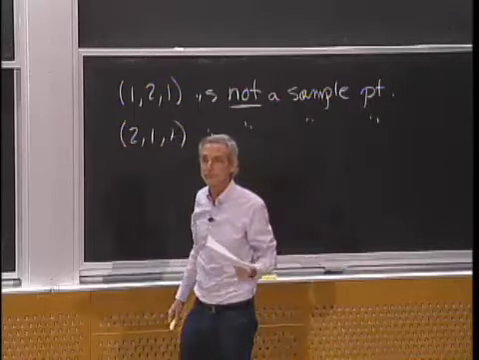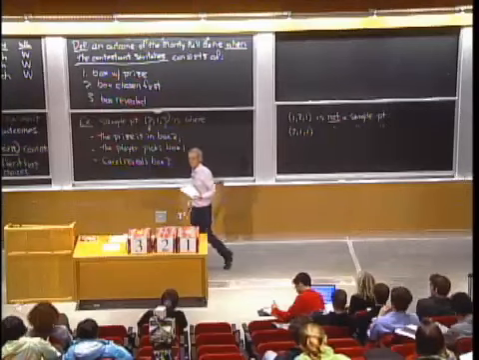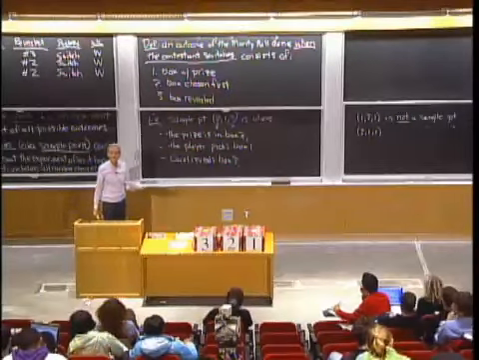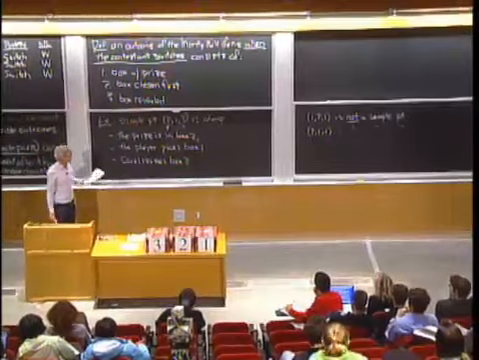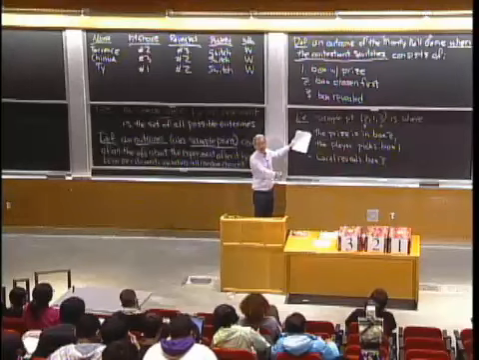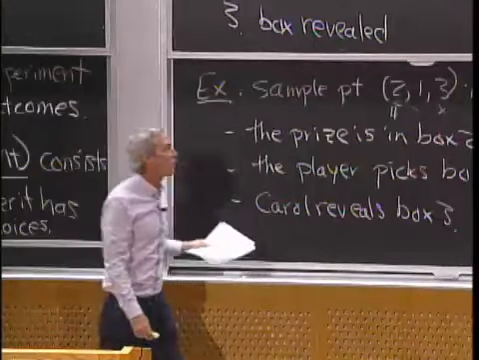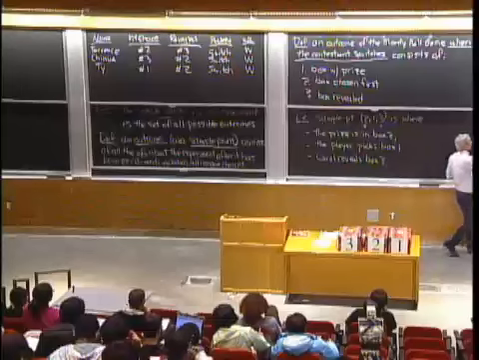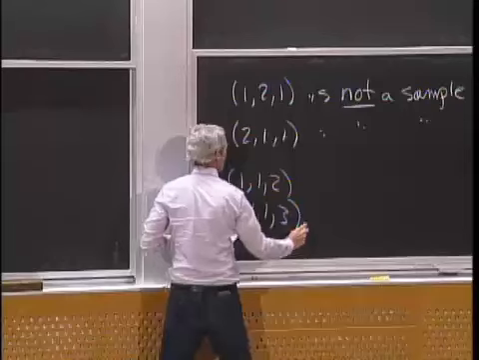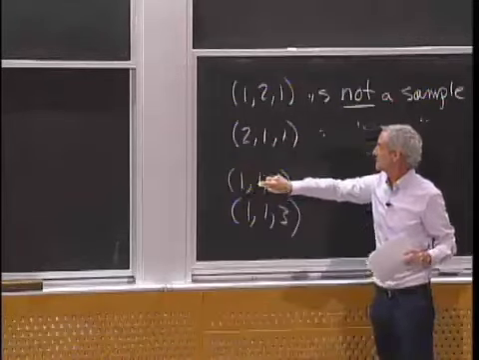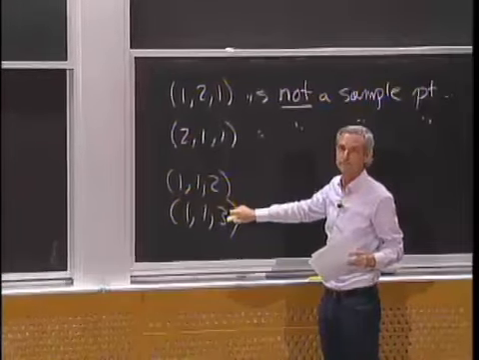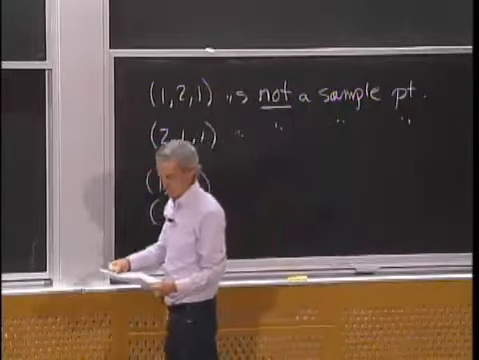I think the first 2 pieces of data actually define the third one. Actually, no, not if they're the same. Right. So if the player picked the box with the prize, which never happened in our case, for example, 1, 1, 2 and 1, 1, 3 are both possible. Because you could put the prize here, the player could pick it. Now Carol has a choice of revealing 2 or 3. Okay? So these are okay.